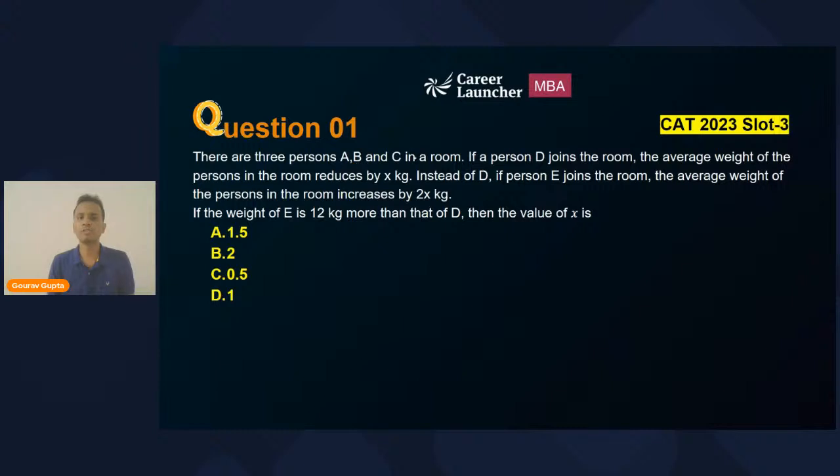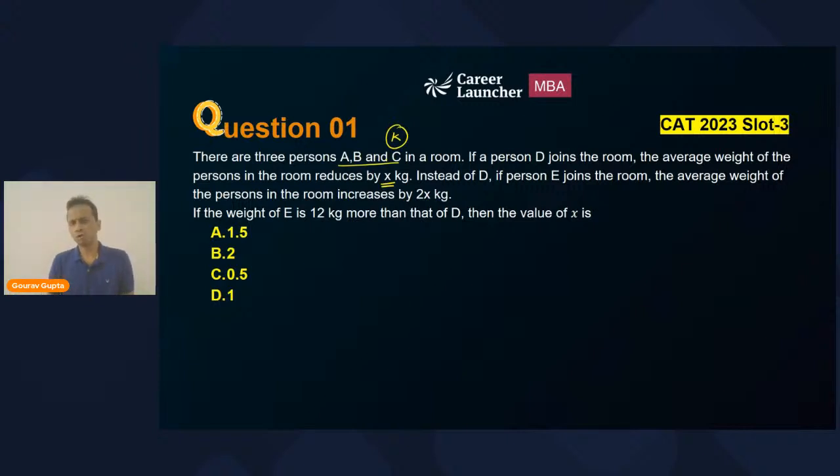Now there are three persons A, B, and C in a room. So let's say originally K is the average. K is the average. All right. So the original average of these three people is K. Now if a person D joins the room, the average weight of the persons in the room reduces by X kgs.